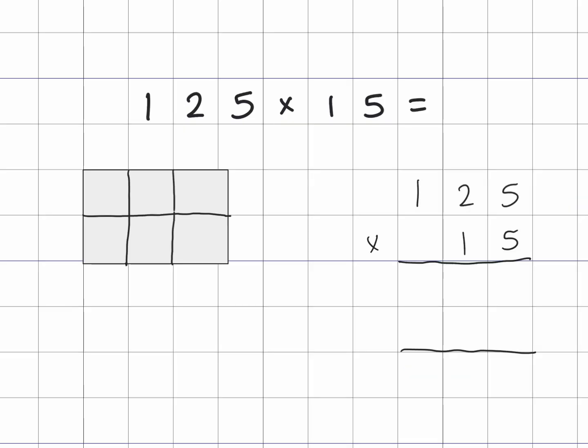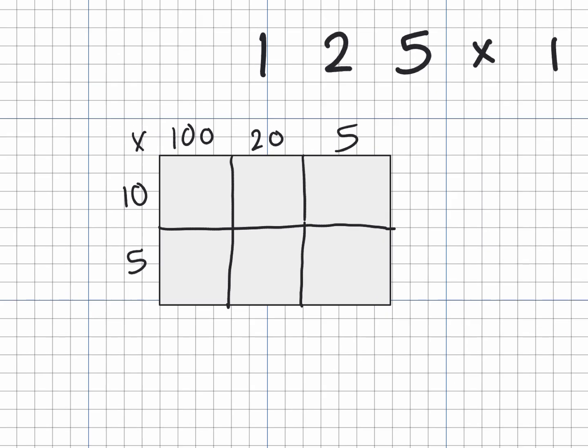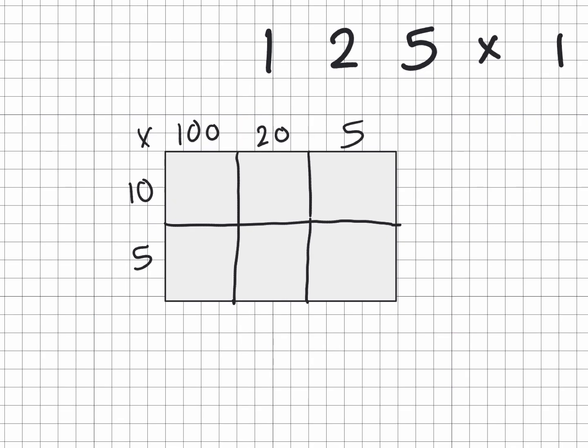To do the grid method, which is the one on the left, we need to lay out our grid first. So we've got 125 times by 10 and 5, 15. Okay? With the grid, we're going to start with 10 times 5, which is 50. 10 times 20, which is 200. And 10 times 100 is 1,000. Remember, we're counting those zeros.